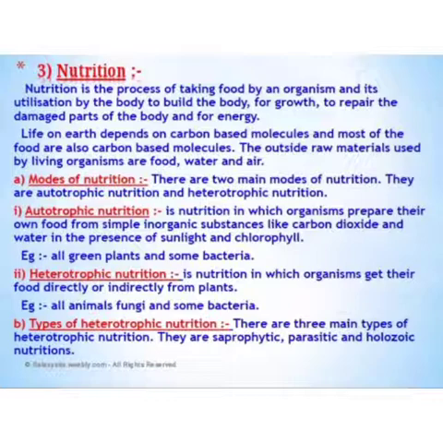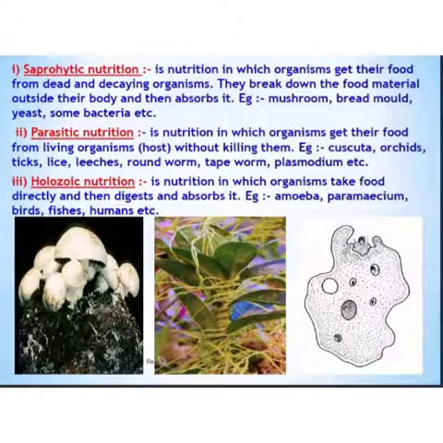Types of heterotrophic nutrition are saprophytic nutrition, parasitic nutrition and holozoic nutrition. Saprophytic nutrition: organisms that break down food materials outside the body and then absorb it. Parasitic nutrition: the type of nutrition in which organisms derive nutrition from plants and animals without killing them. Holozoic nutrition: the type of nutrition in which organisms take in whole material and break it down inside their body.